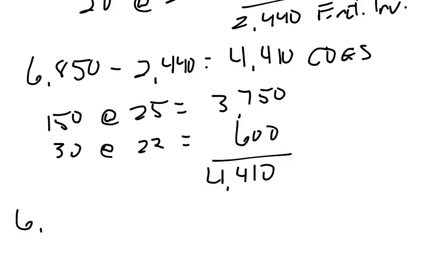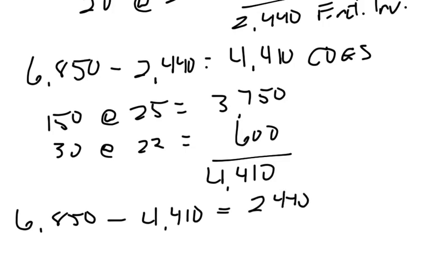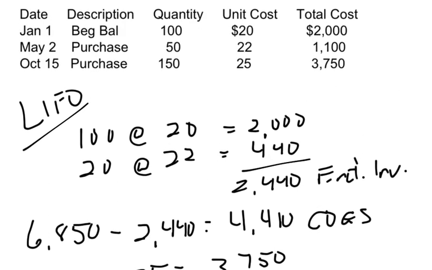Again, you can double check your inventory too. If you had $6,850 available for sale and you know you sold $4,410, that was cost of goods sold, then you should be able to find out that $2,440 should be the ending inventory. And if you look up above, that's what we calculated for ending inventory. So there's several ways to check this and to calculate it. Okay, this is LIFO. Again, remember the name of it tells you the order in which it is sold.